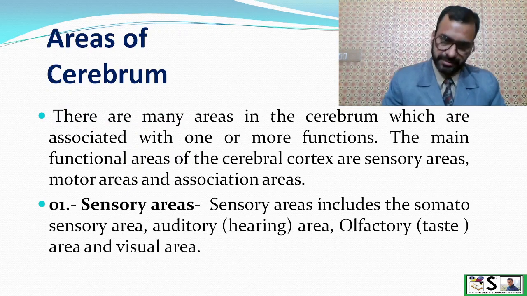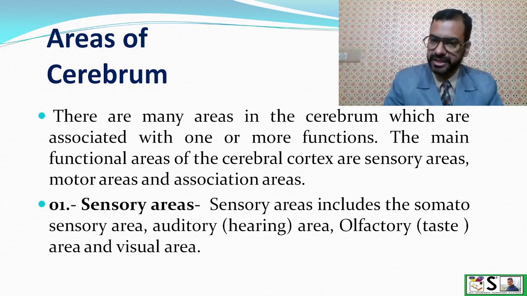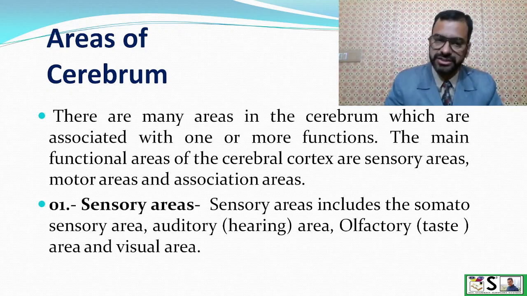Now, areas of cerebrum. There are many areas in the cerebrum which are associated with one or more functions. The main functional areas of the cerebral cortex are sensory areas, motor areas, and association areas. Sensory area means which receives the sensation from all parts of the body. The sensory areas include somatosensory area, auditory area, olfactory area, and visual area.